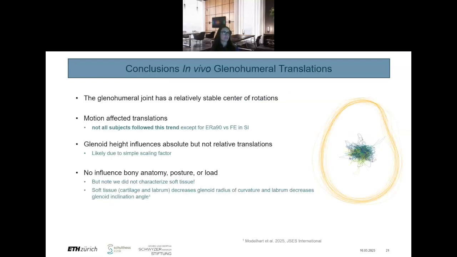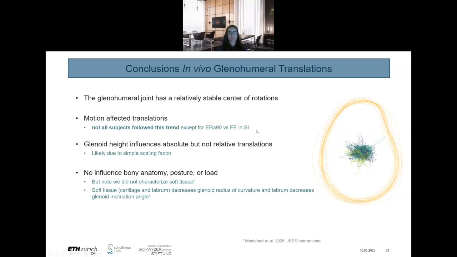So the conclusion of this study is that the glenohumeral joint has a relatively stable core. So by that we mean the core of the humeral head. And I say relatively stable because I showed these results to my clinical boss and he said, wow, that's really stable. And then my engineering boss said, wow, it really translates that much. So I think it really depends who you're talking to. But I think it's very important to keep this in mind, that not just the magnitude, but also the pattern varies between subjects.